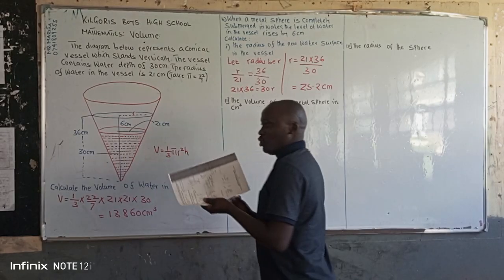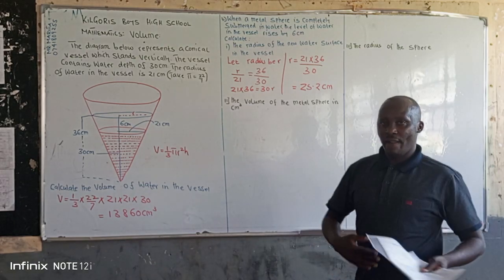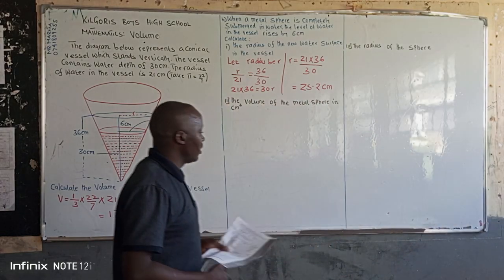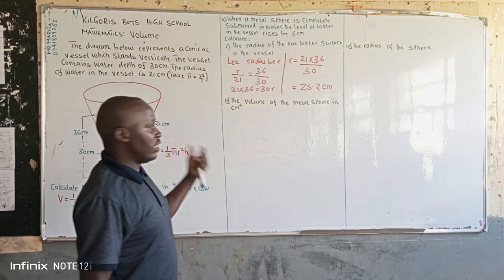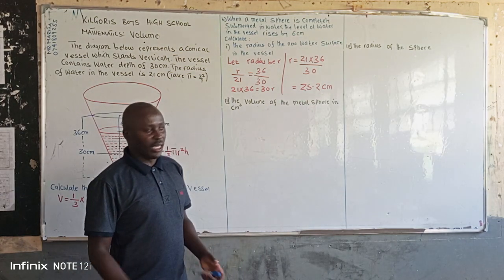We have not been guided whether we are giving the answer correct to 2 decimal places or to a number of significant figures. Where there is no guideline, it is good that we give the answer correct to 1 decimal place.